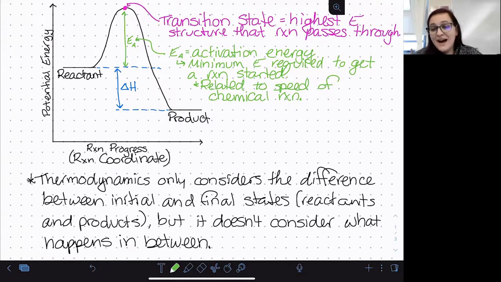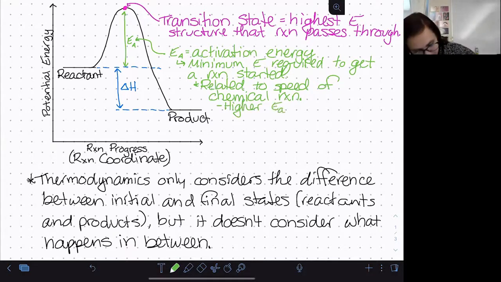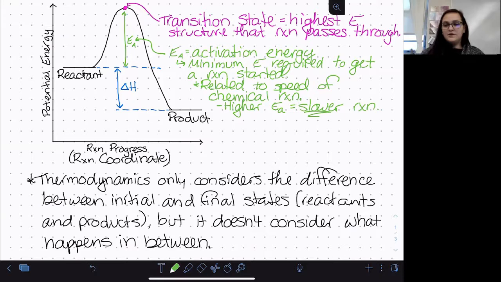If it is really high, your reaction is likely to be very slow, that there won't be very many particles that have enough energy to get up and over this hill. It's also referred to frequently as the activation barrier, that it is an energy barrier that must be overcome or surmounted in order to get from reactants to products. So the higher your activation energy, the slower your reaction is going to be under similar conditions.